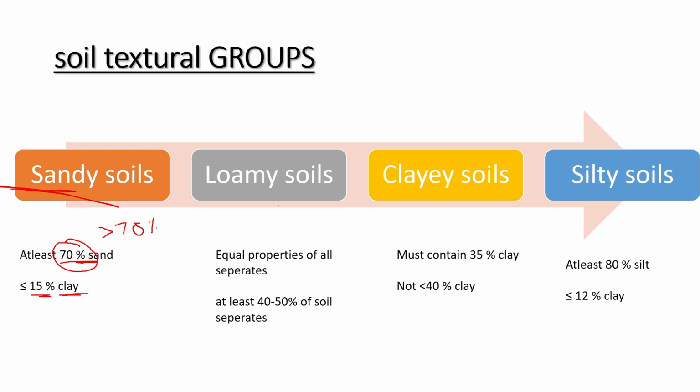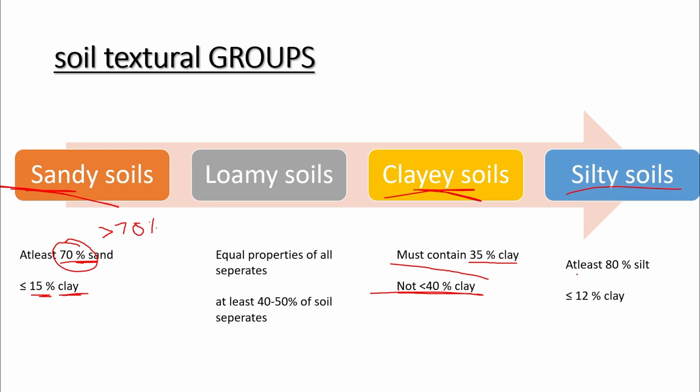Then next, clay soil. Clay soil must contain 35% clay. If this soil contains 35% clay, like more than 35% clay, then it is clay soil. Another condition is that it must contain not less than 35% clay. So this is the range. Hence, we will call it clay soil.